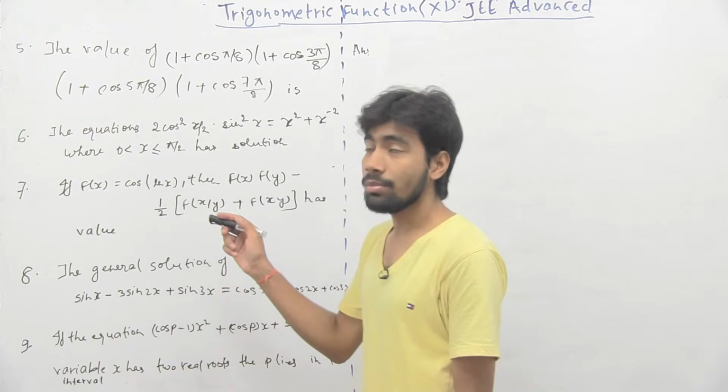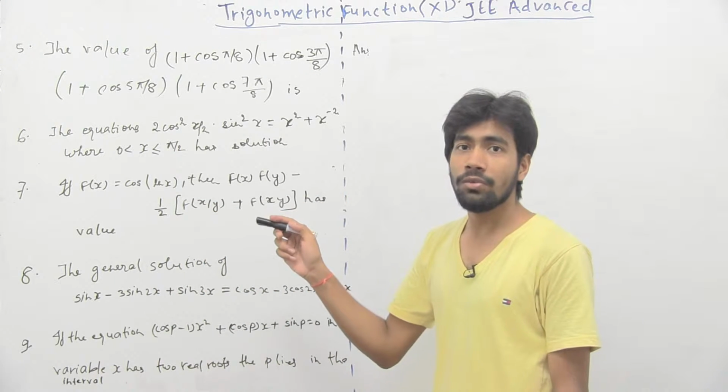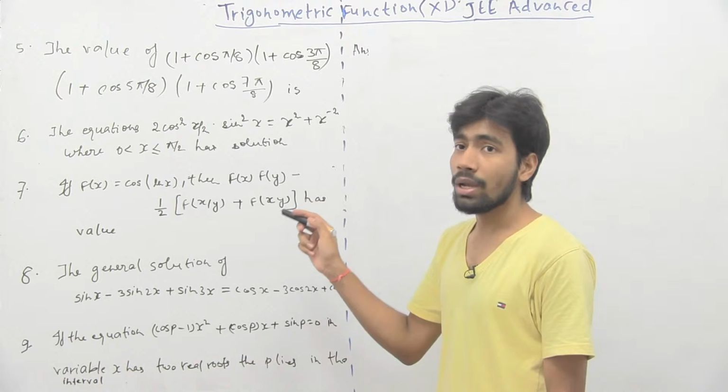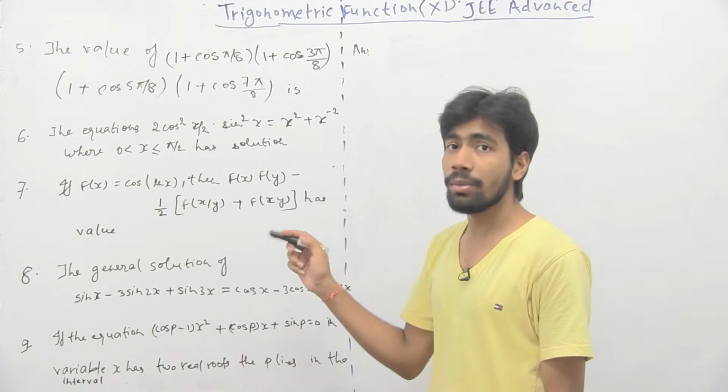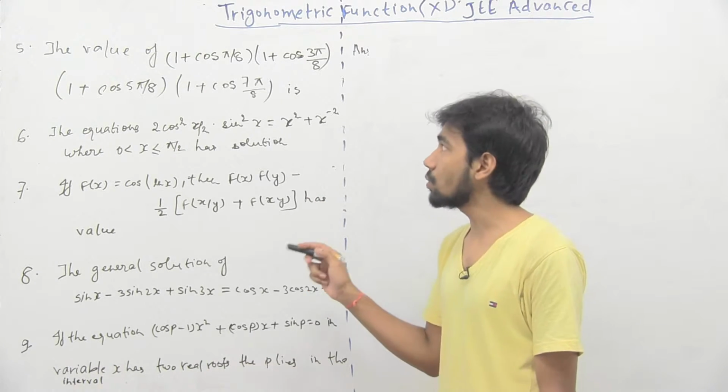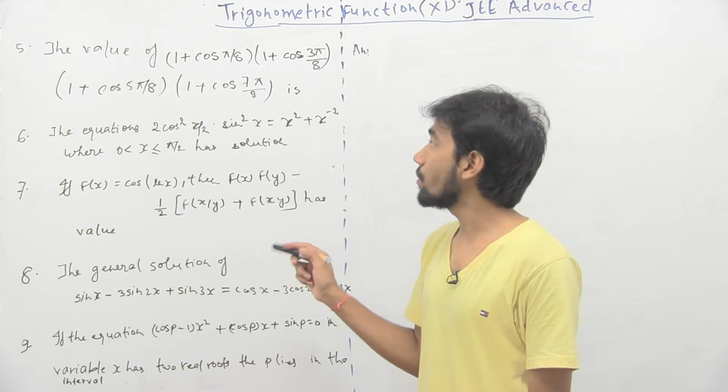Now come to question number 5. We have to find the value of (1 plus cos pi by 8) into (1 plus cos 3 pi by 8) into (1 plus cos 5 pi by 8) into (1 plus cos 7 pi by 8).